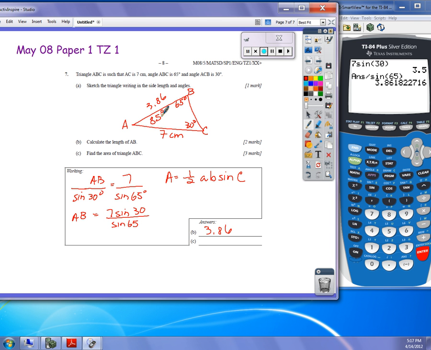This is kind of what they're testing you to see if you really know how to use the area using sine rule. So I'm going to calculate the area is equal to 1/2. Side length A is 3.86. Side length B is 7, and then I'm going to say the sine of 85 degrees. And my answer is area is equal to 13.5 centimeters squared.